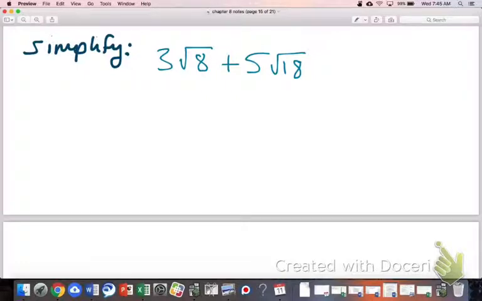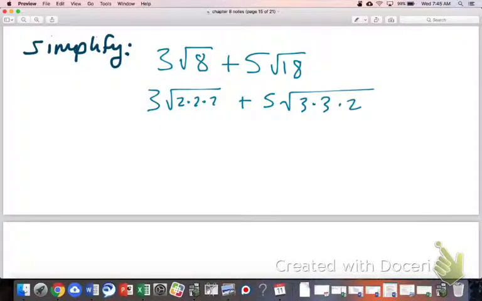Yeah, just kind of. All right, so guys, listen up, please. Just to again give you a visual here. Root 8 is really square root of 2 times 2 times 2. When you break down into prime factors, 18 is really 3 times 3 times 2. So you got a pair of 2's that come out as a single 2, 6 root 2.